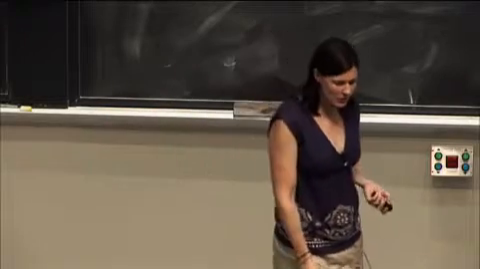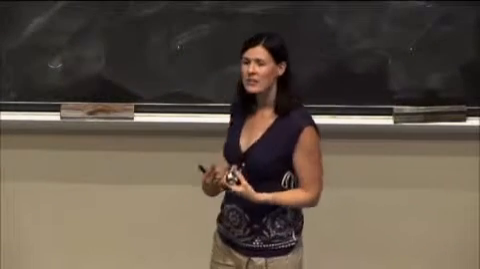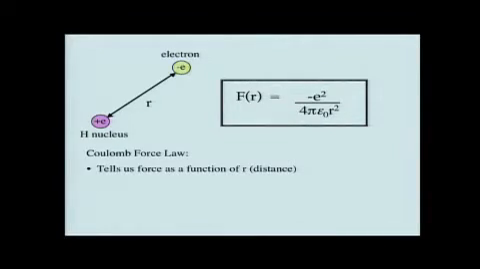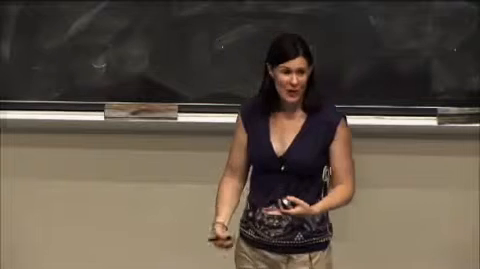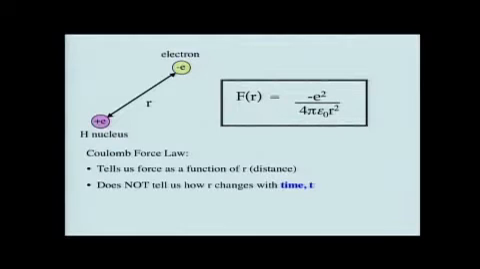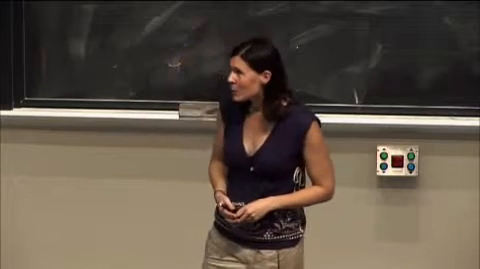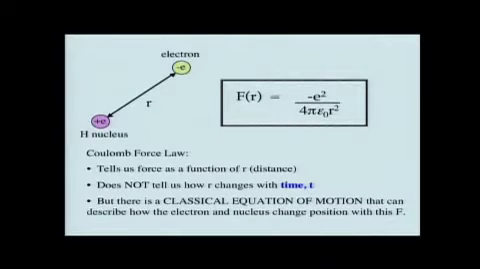So we can use Coulomb's force law to think about the force between these two particles. It tells us the force is a function of that distance. But what it does not tell us, which if we're trying to describe an atom we really want to know, is what happens to the distance as time passes. So r is a function of time. Luckily for us, there's a classical equation of motion that will, in fact, describe how the electron and nucleus change position, or change their radius, as a function of time. So does anyone know which classical law of motion that would be?